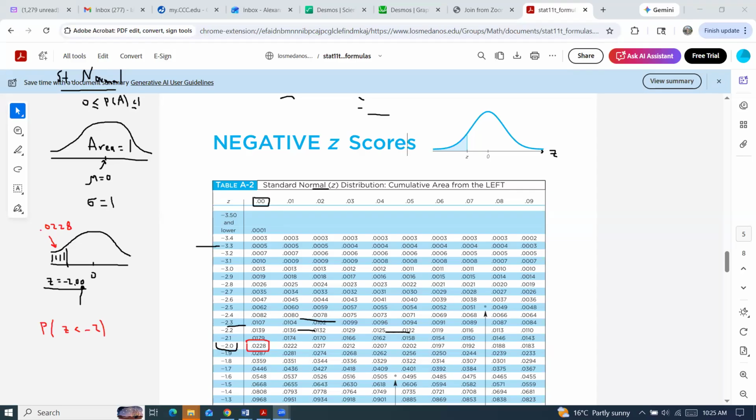But anyways, a row and a column, and that's the whole point. And the other thing to realize is the tables are designed in such a way that they always give you area to the left. That's the key idea. That's how they're designed. They give you areas from the left. I say, wait a second, Alex, what about areas from the right? Well, let's find area from the right.